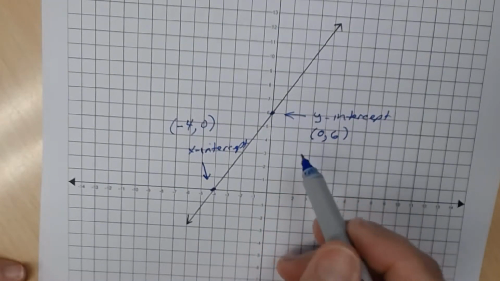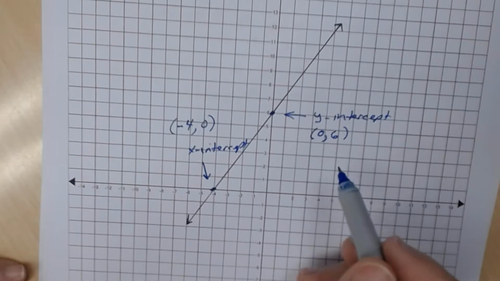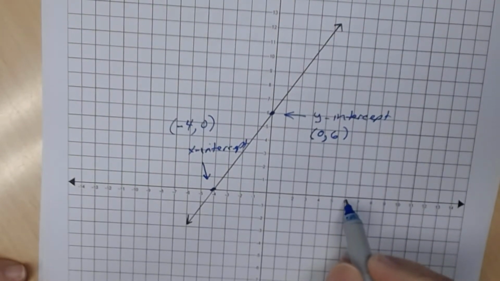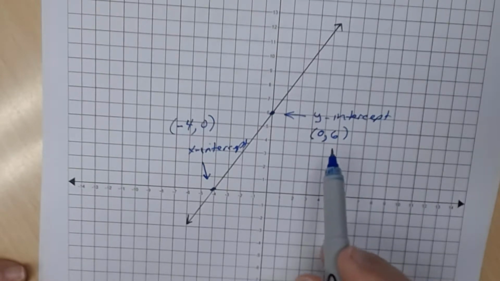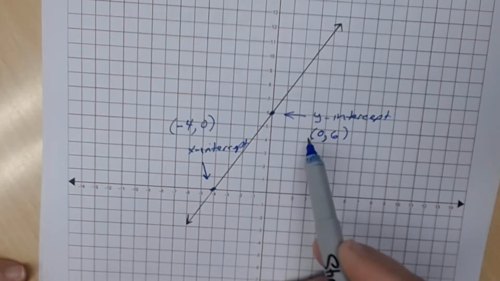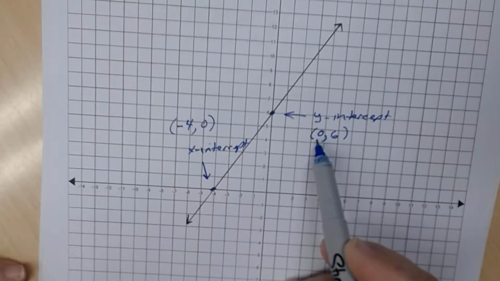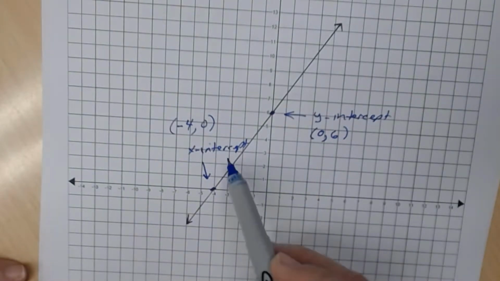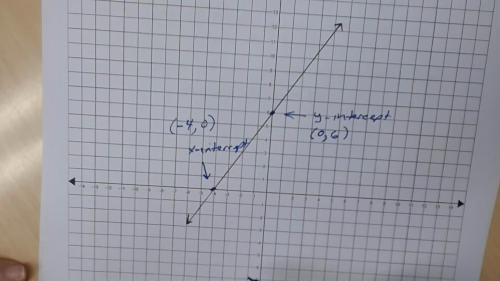All right, so the y-intercept here is 0, 6, so that's the point 0, 6. Don't confuse that with 6, 0. The point 6, 0 is here. You go to the right 6, you stay. So be careful how you label the intercepts. For the y-intercept, my x-coordinate is 0. For the x-intercept, your y-coordinate is 0.